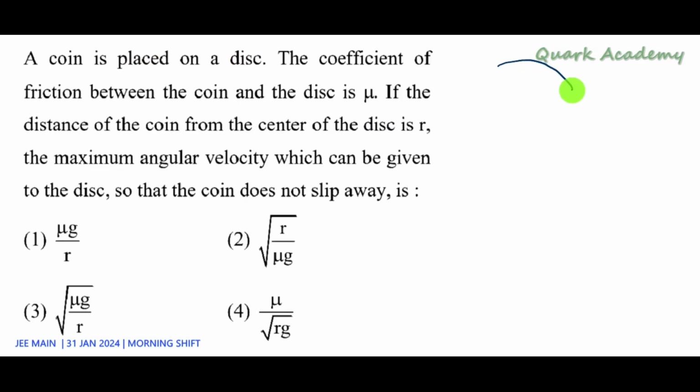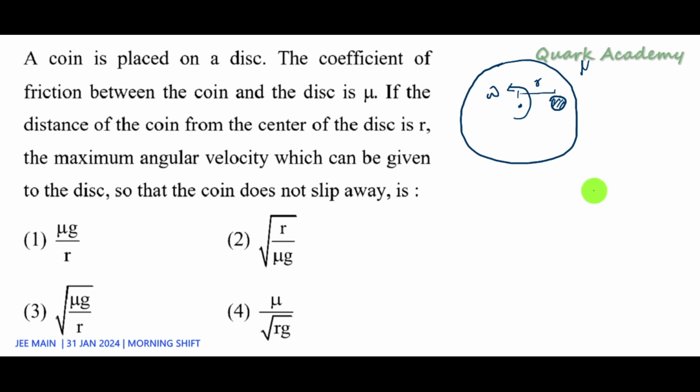So there is a disk. Let's consider this is the disk, and from this disk, the coin is placed at r distance from the center. So this is a top view, and this is our coin. The disk is rotating with angular velocity omega. Now there is friction between the coin and the disk. Coefficient of friction is mu. We need to find the maximum angular velocity so that the coin is not slipping.